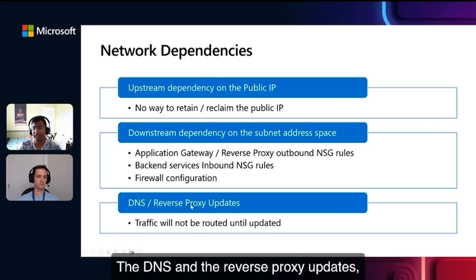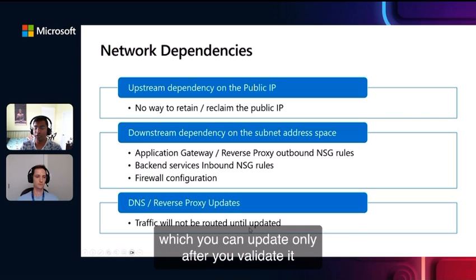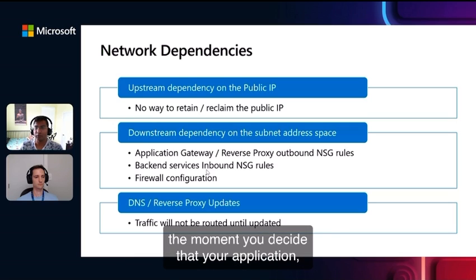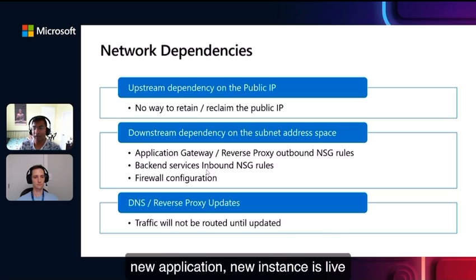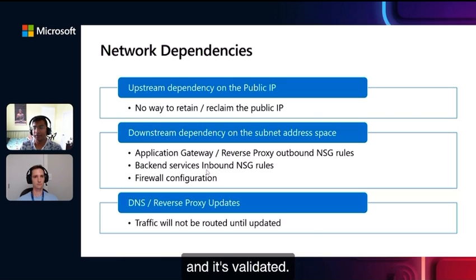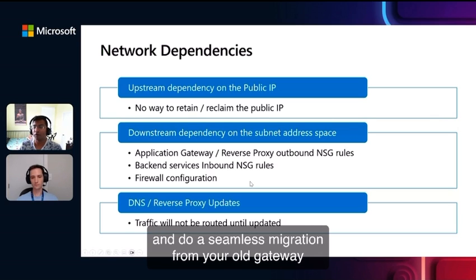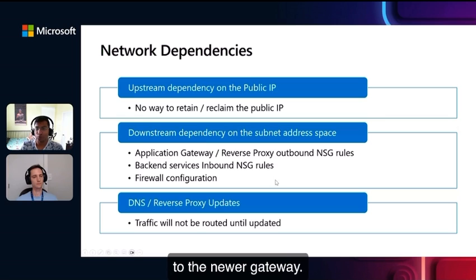The DNS and the reverse proxy updates, you can update only after you validate it and you decide to flip the switch. Until then, you can always update all the other network dependencies and make sure that you are ready the moment you decide that your application's new instance is live and it's validated. You should be in a position to flip the switch and do a seamless migration from your old gateway to the newer gateway.